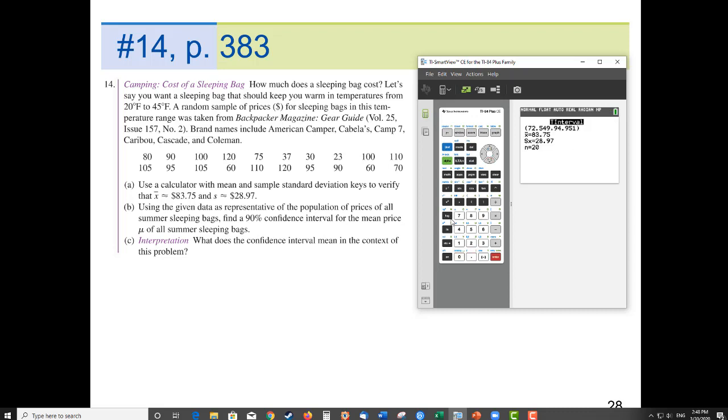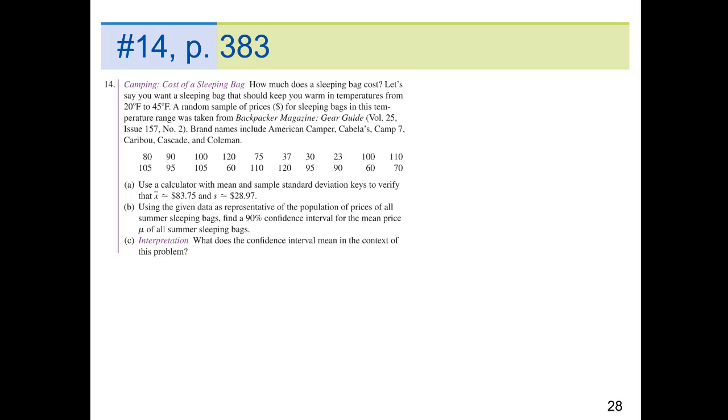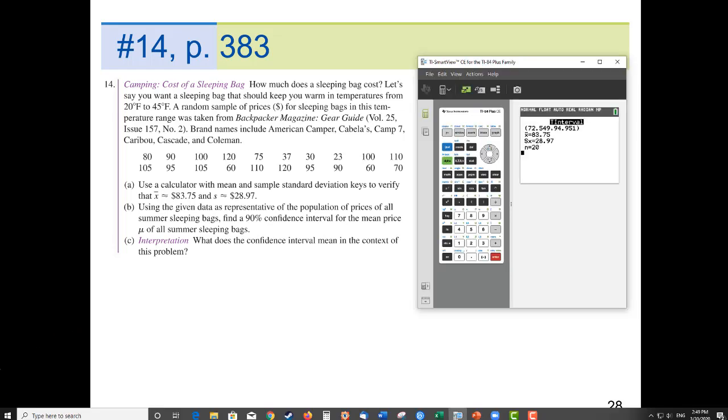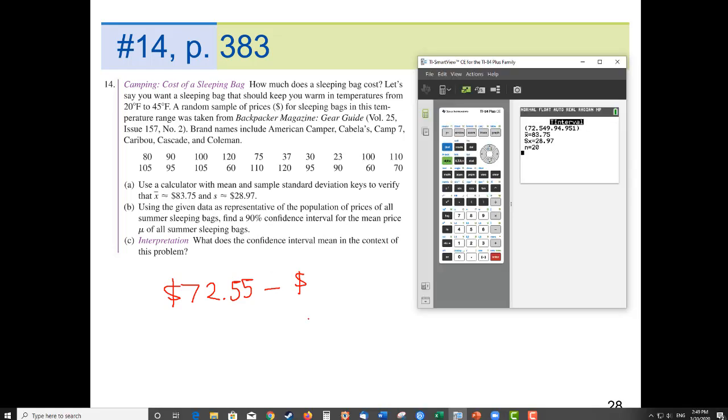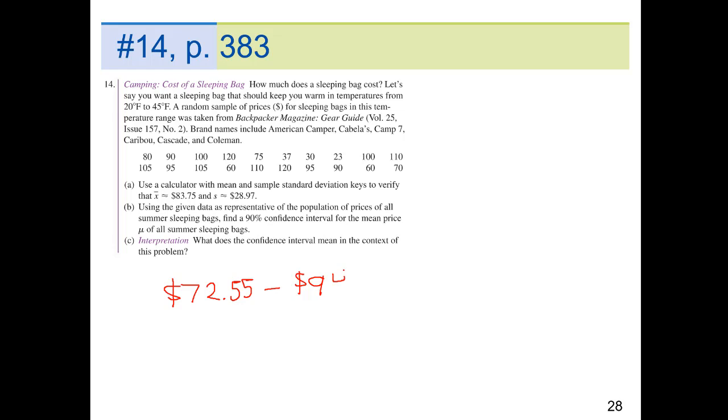So when we choose calculate, we're going to round these to the nearest cent. So our range would be from $72.55 to $94.95. That would be our answer for B. Our range of prices would be from $72.55 to $94.95.